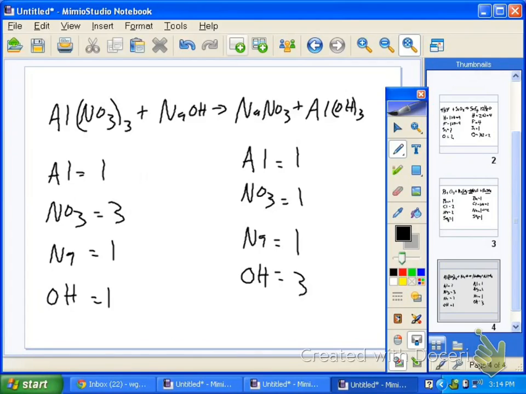So I'm going to do nitrate first. I'm going to put a 3 in front of NaNO3. That gives me my nitrates to equal. And my sodiums become 3. And then on the left side, I can look at OH and Na, and I need 3 of those on this side. So I put a 3 here, and then that balances out my sodium and my hydroxide. I'm done.